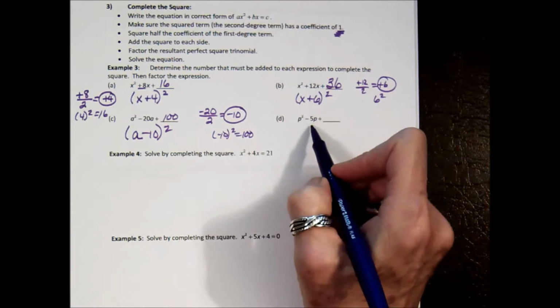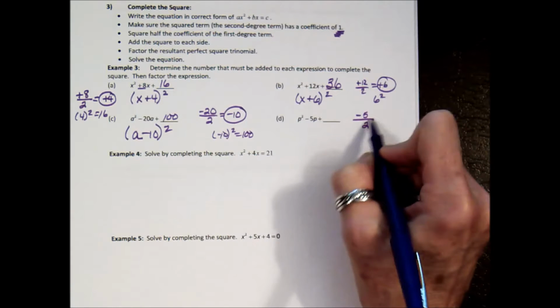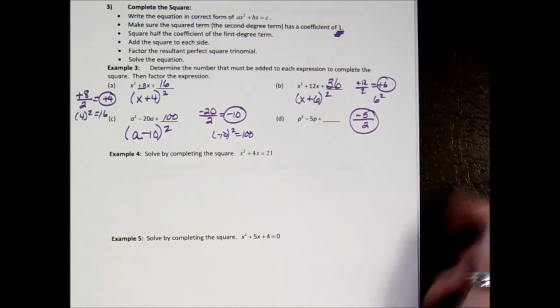This one, a little bit harder. Take your negative 5, divide it by 2. You don't want to write 2.5. You're just going to leave that.